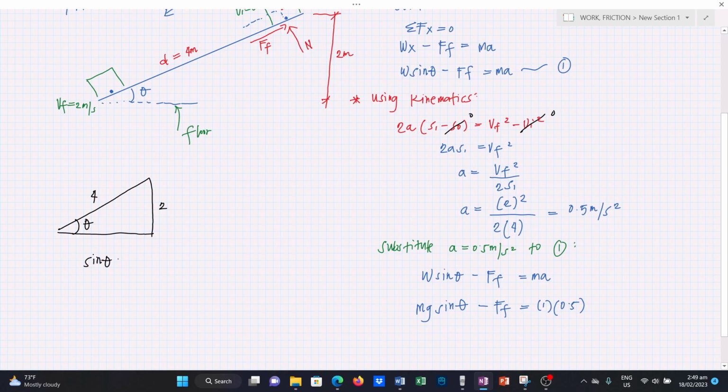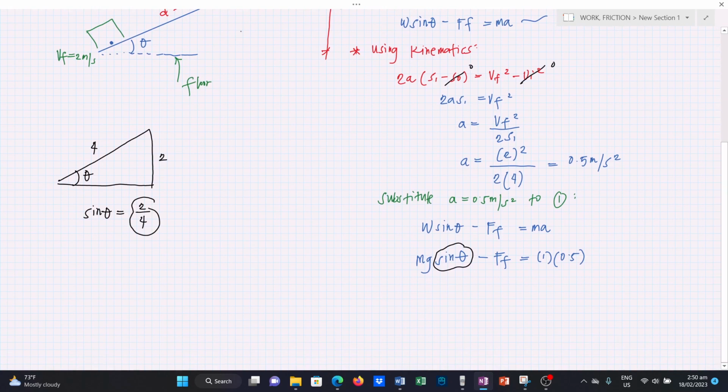That is sine theta kasi opposite over adjacent. So, opposite nyo is 2 over 4. So, pwede nyo, class, ganito gawin. Pwede nyo kunin yung angle theta and then input nyo dito. Or, yung sine theta na yan is palitan nyo ng buo. Ito, 2 over 4 na yan. So, ang mangyayari dyan is mg, ang m nyo, class, is 1 times yung gravity nyo is 9.81 times yung sine theta nyo, 2 over 4, minus frictional force, which is yung hinahanap natin, is equal to 1 times 0.5, that is still 0.5, so sulat natin.